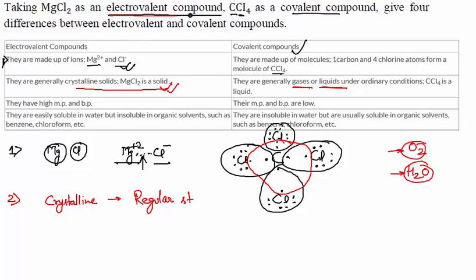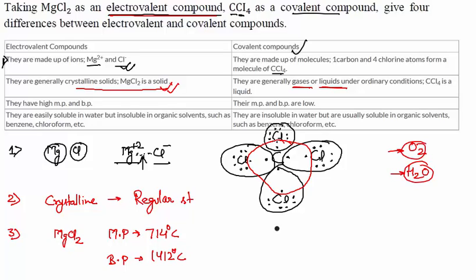Now the third point is what? Generally an electrovalent compound has a high melting point and boiling point. You can compare for MgCl2. There's no need to remember this particular point, I'm just giving it for comparison. The melting point of MgCl2 is 714 degrees Celsius, and the boiling point is 1412 degrees Celsius.